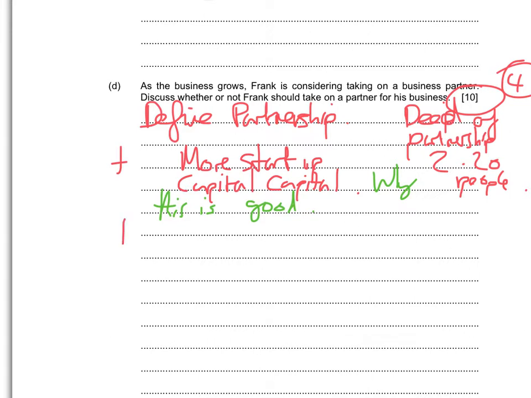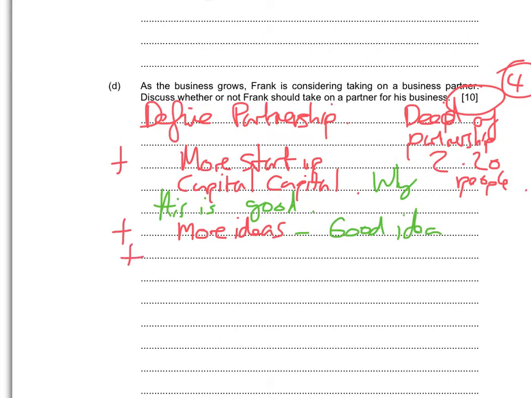Next, another positive thing is you might have more ideas. And then this is good. The reason why more ideas is good is because if you've got more ideas, you're more likely to come up with a good idea, therefore you're going to make more profit. Just anything extra. But the key thing is that extra bit of line, that's why I've done it in green.